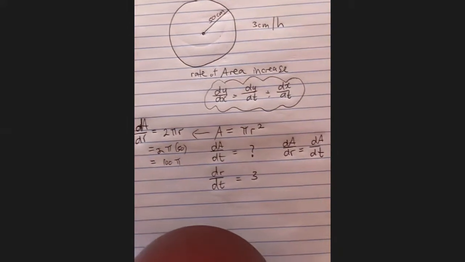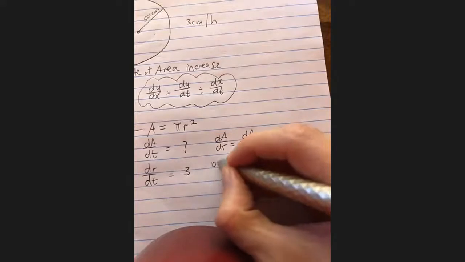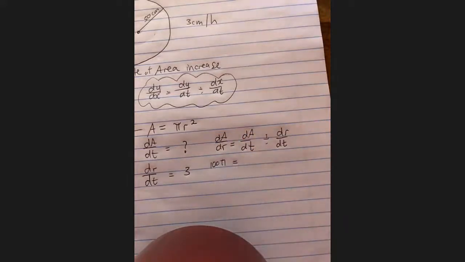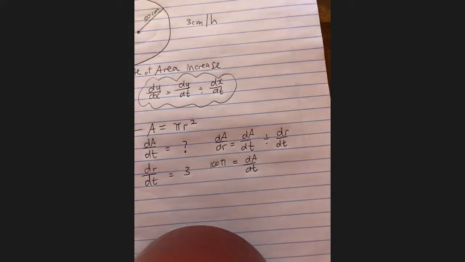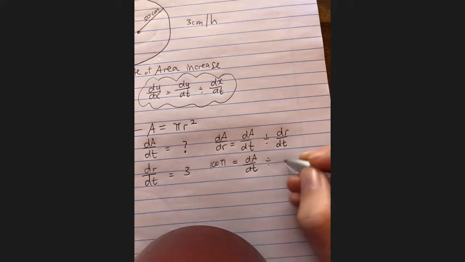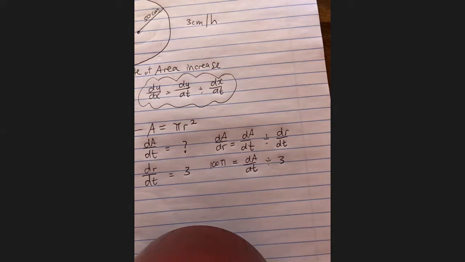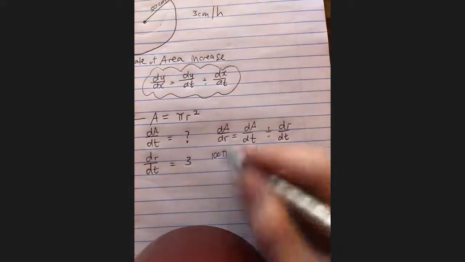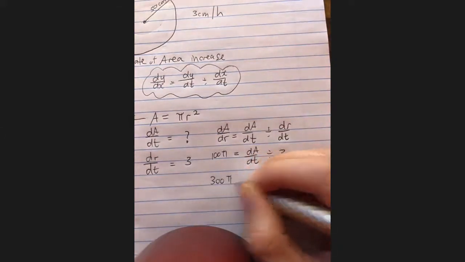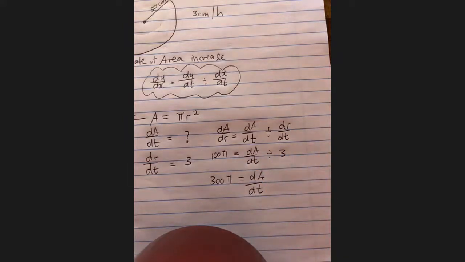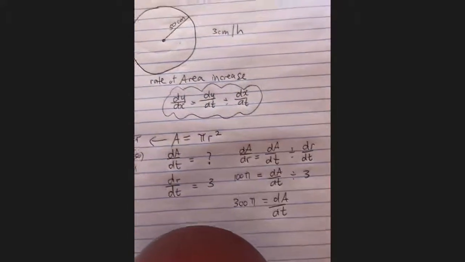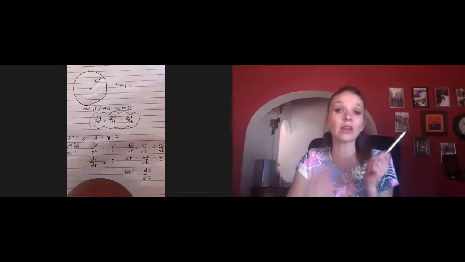And then I just pop it into the formula. So I've got 100 pi, and then I've got dA dt unknown. I don't know how my area is increasing when it comes to time, but I do know how my radius is increasing. So you sub in what you have, you leave blank what you don't have. If you just times that to the other side, you get 300 pi. So that means in real life that this area is increasing at 300 pi centimeters squared per hour. So that's how you use the chain rule in a real life scenario.